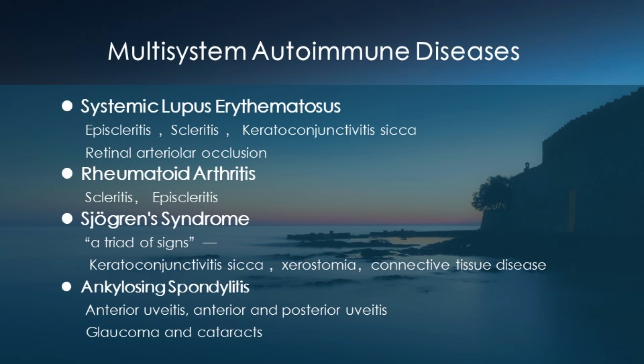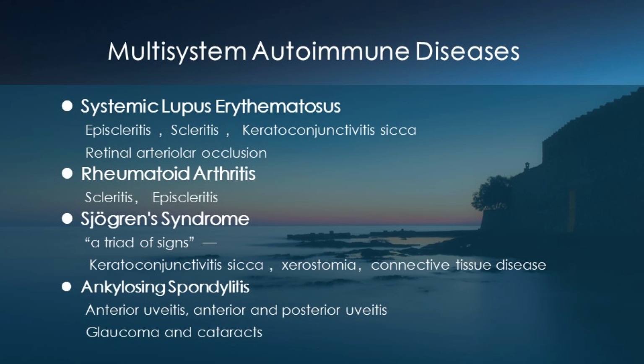Sjögren's syndrome is a systemic disorder with diverse features. The disease is characterized by keratoconjunctivitis sicca and xerostomia. It may be secondary to a connective tissue disease, usually rheumatoid arthritis.